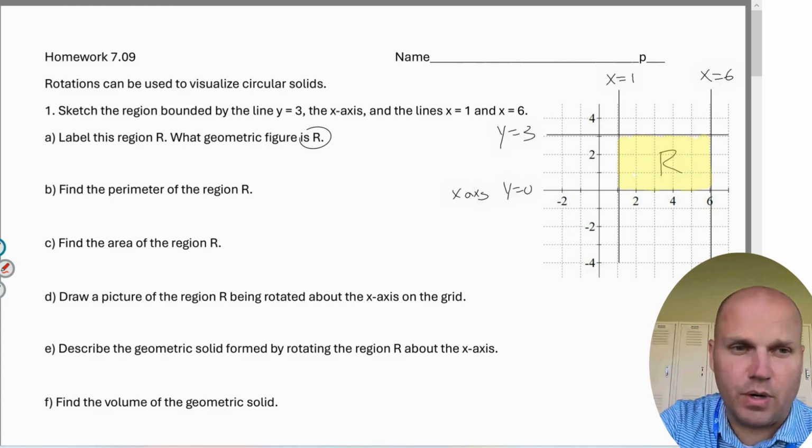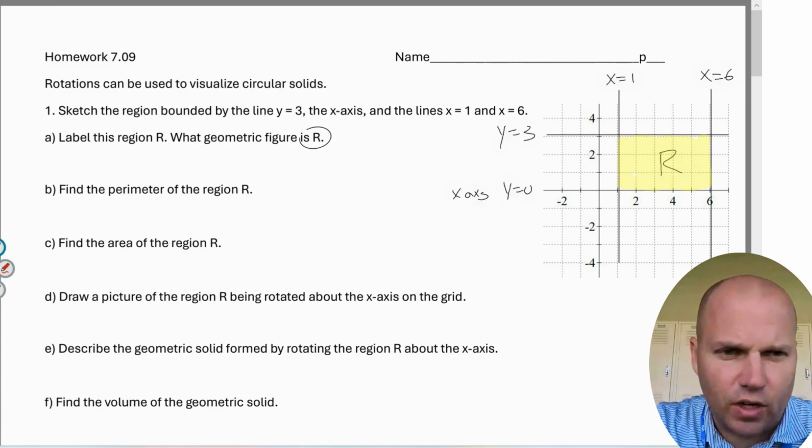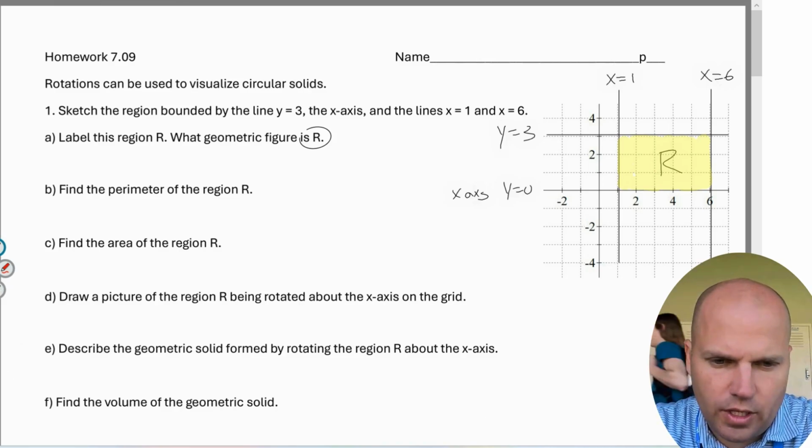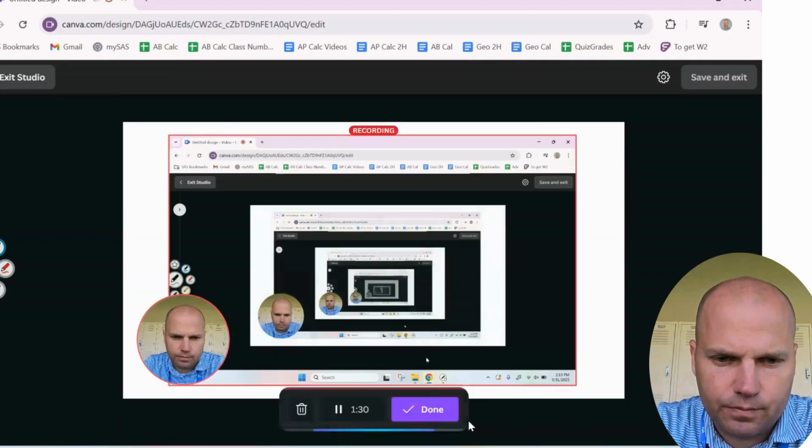Cool. So we got to find the perimeter, we got to find the area, we got to figure out what the shape's going to look like when we spin it. So that's what I was writing.